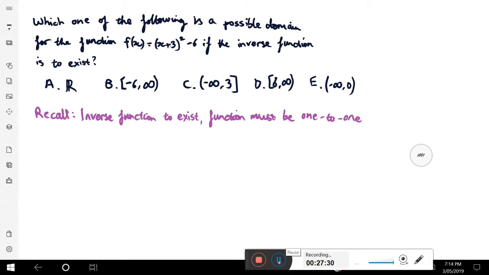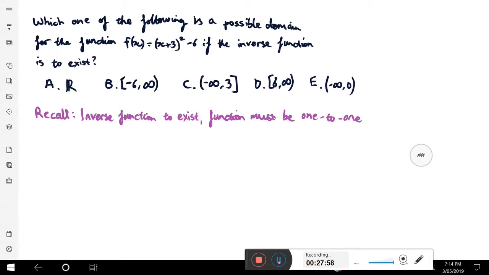Okay, last question. Which one of the following is a possible domain for the function f of x equals x plus 3 squared minus 6, a quadratic, if the inverse function is to exist? And then we have multiple choice. Option A, all the real values. B, from -6 inclusive to infinity. C, -infinity to 3 inclusive. D, 6 inclusive to infinity. Or E, -infinity to 0.